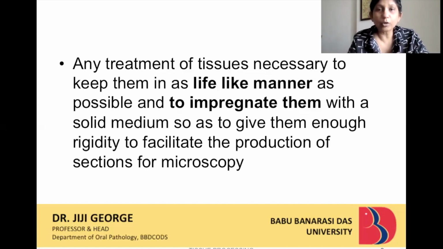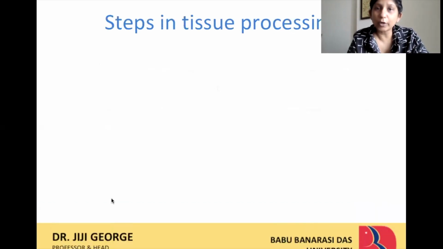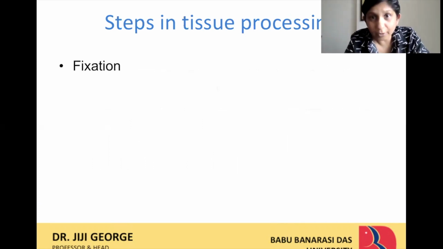So that is the whole concept of tissue processing. So now let's go to what are the steps in tissue processing. The first step in tissue processing is fixation. So when I say fixation, I mean to say that you have to put the tissue in something like formalin or formaldehyde to ensure that the proteins are not denatured.